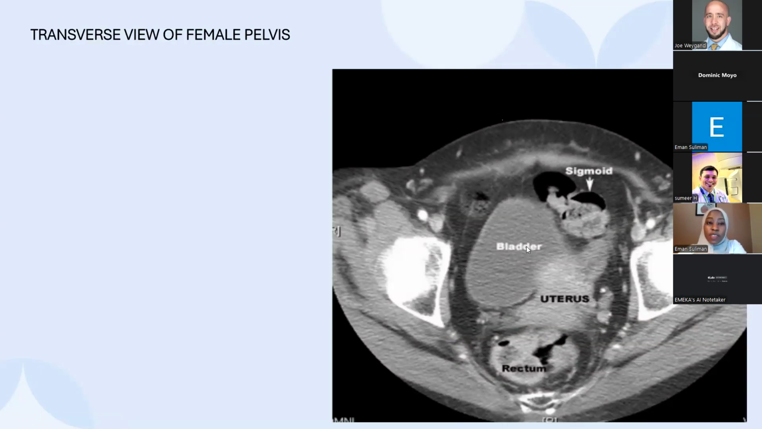And here we have a transverse view of the female pelvis. Here we have the bladder, and it always goes like this: bladder, uterus, and rectum. So the bladder in the front, the uterus here, and at the very back we have the rectum.